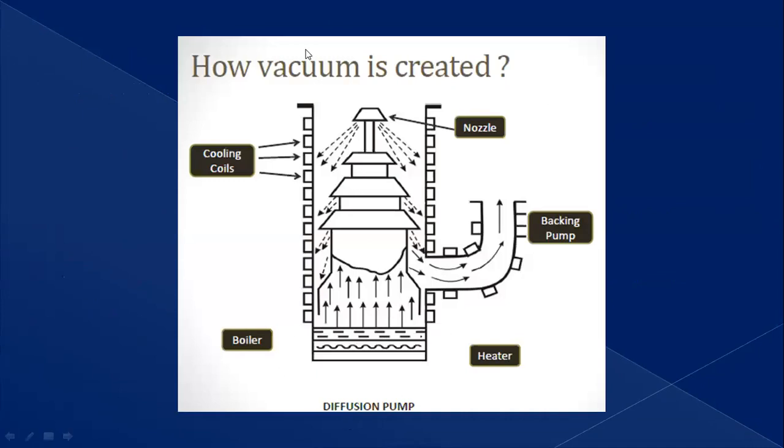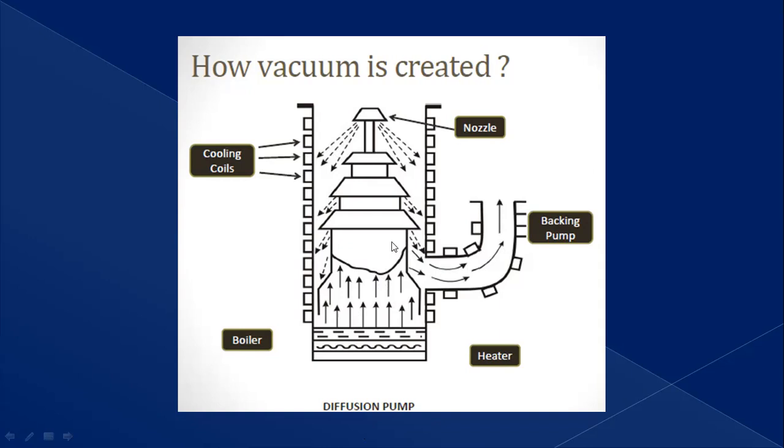This is a diffusion pump. The main equipment that is required to create a vacuum in any chamber is the diffusion pump, and we'll see how it works and what its construction is. We'll have cooling coils, nozzle, boiler, which is nothing but some kind of heater, and a backing pump. The flow is in this direction from the nozzle, and this is the air that is sucked up or evacuated due to the oil.